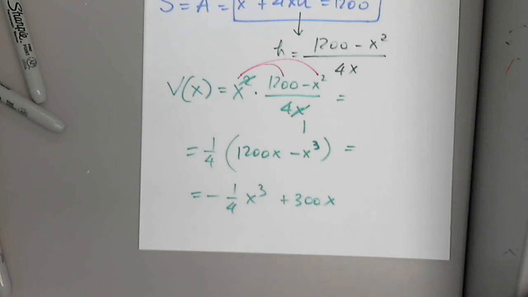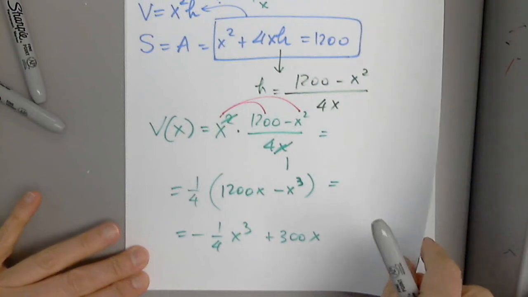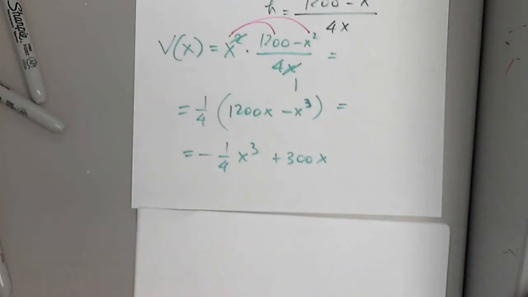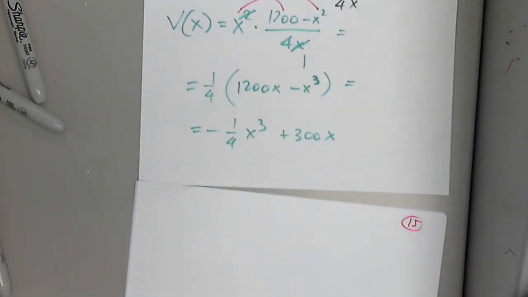So I have a function. I'm happy now. The function is here, but what am I trying to find? I'm trying to find its max. Therefore, I need to find... yes? When you're doing v as a function of x, where does the h go?